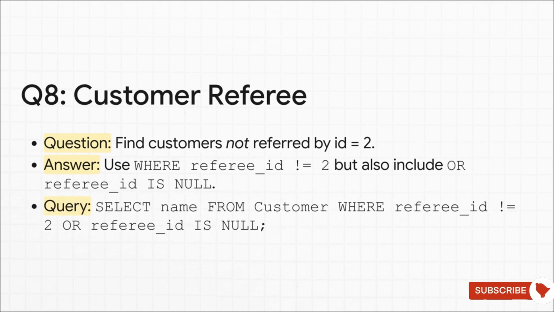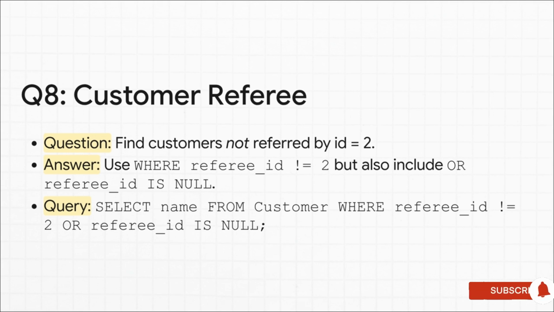Okay, this next one is a real test of attention to detail. In your customer table, find the names of every customer who was not referred by the customer with ID equals 2. It sounds easy, but is there a trap I should be worried about? Oh, there absolutely is a trap, and it's a classic: null values. Everyone's first thought is to just write WHERE referee_id not equals 2. But that's wrong. It'll actually miss anyone who wasn't referred by anybody, the people with null in that column.